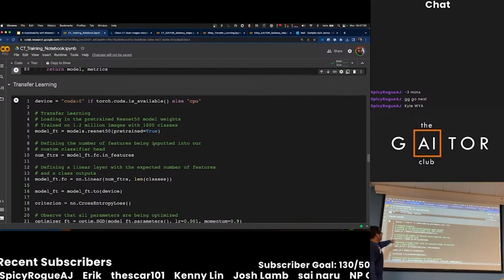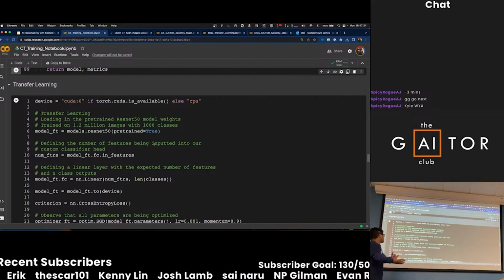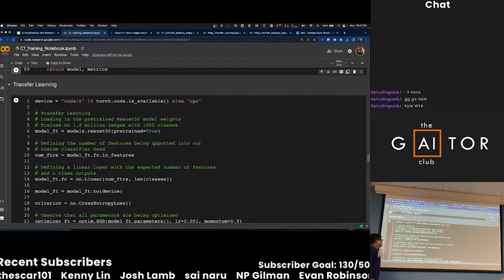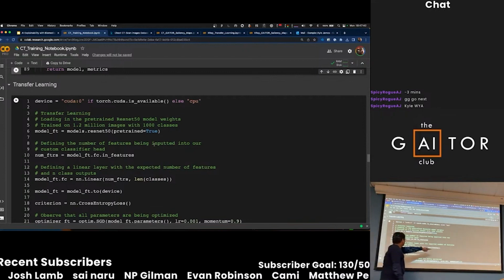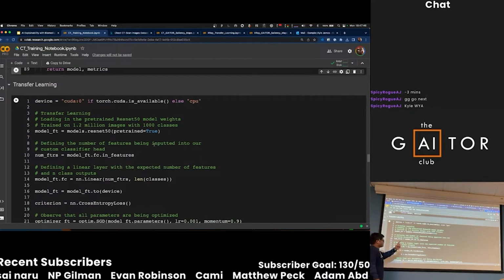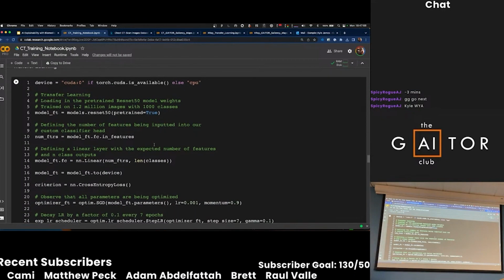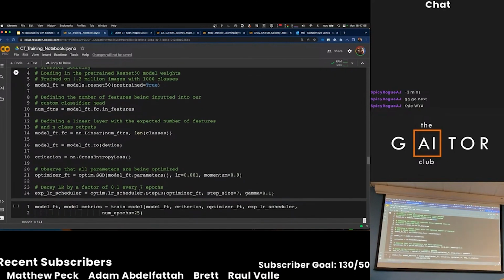And then you define the number of features being inputted into your custom classifier head. And then you define the last layer, which is your custom classifier head. That's a linear layer with the expected number of features and n class outputs. In this case, with the CT scan, n equals 4, because we have squamous cell carcinoma, large cell carcinoma, adenocarcinoma, and normal. And then you put it onto a GPU or a CPU.